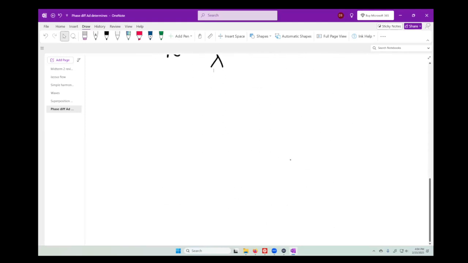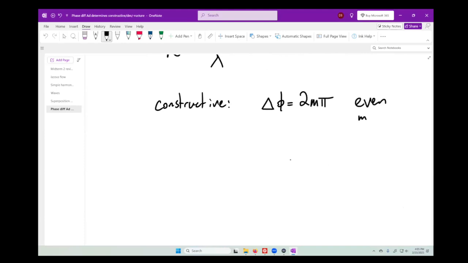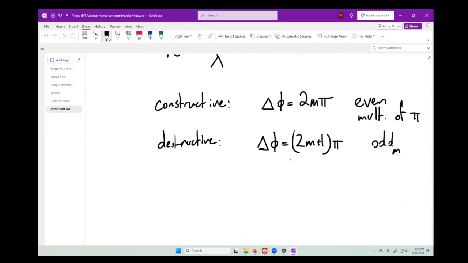All right, so the condition for constructive interference is that our phase difference is an even multiple of pi, 2m times pi, and the condition for destructive interference is that our delta phi is an odd multiple of pi. Okay, that's pretty much it for that.